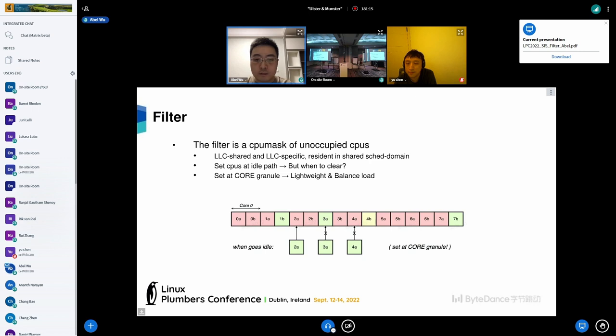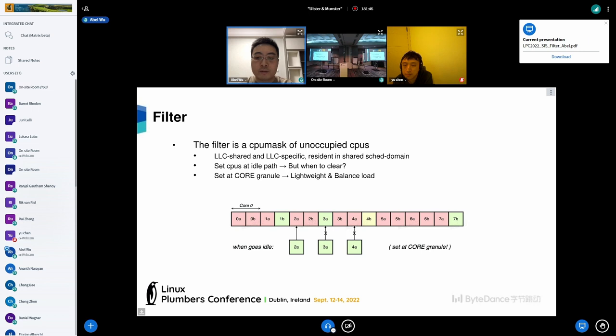Okay, let's check how the filter works. The filter is a per-CPU mask resident in the LLC shared schedule domain. It is supposed to contain idle or schedule-idle CPUs along with some false positive CPUs. The CPUs are set into the filter when they become idle at core granularity. Please see the figure below.